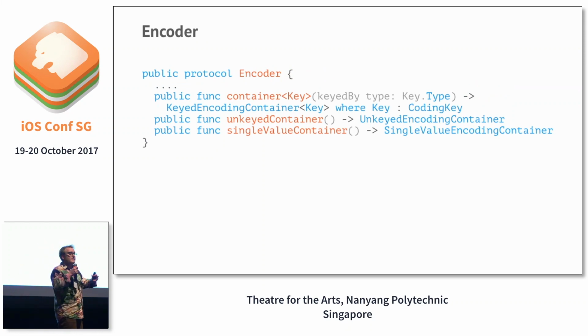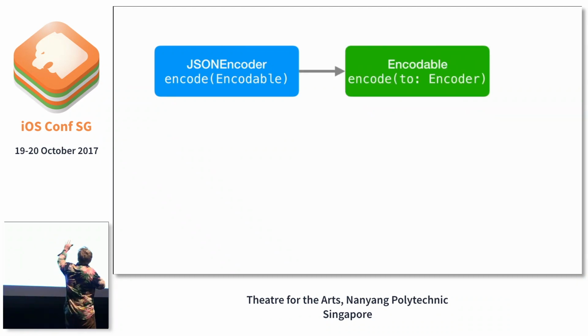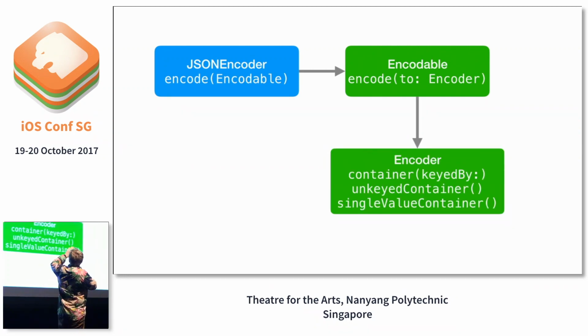What's an encoder then? So I've got this other protocol, an Encoder protocol, and within there we have three methods. There's a couple of extra things in there that I've ignored. Three methods that return containers: a keyed container, an unkeyed container, and a single value container. What the hell does that lot mean? I think I've got a diagram. Right, here we go. So JSONEncoder has an encode method on it that takes an Encodable. An Encodable has an encode(to encoder) method, and then the encoder itself has these three things on it.